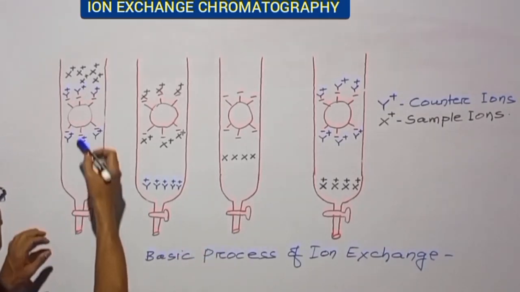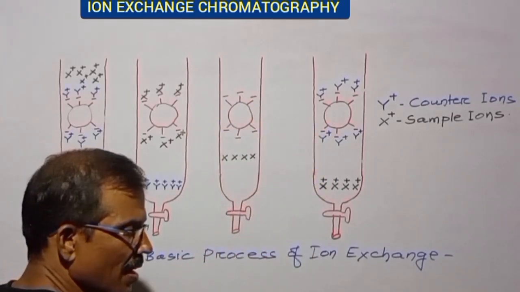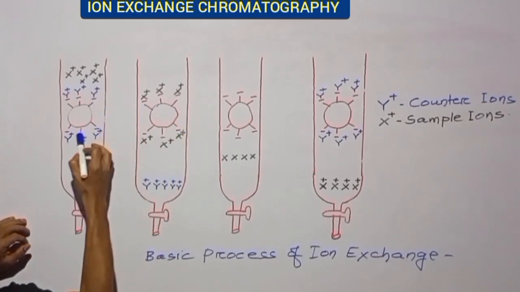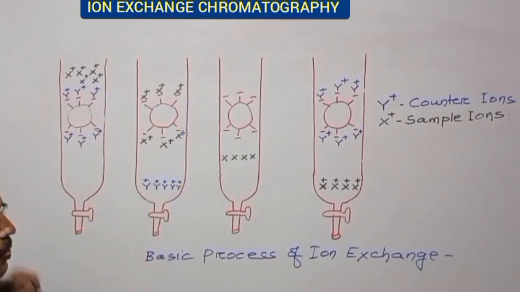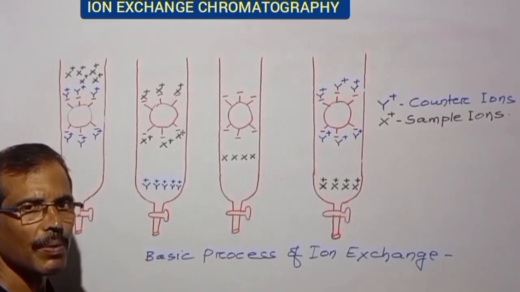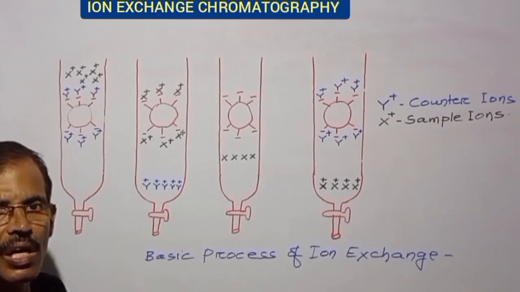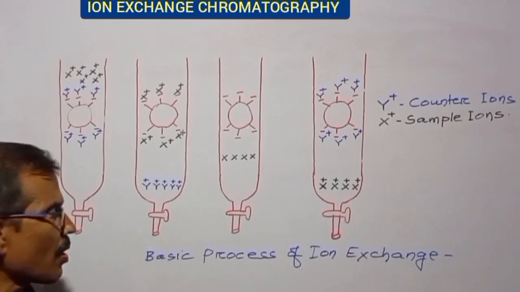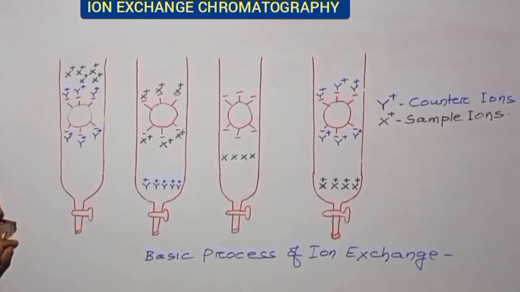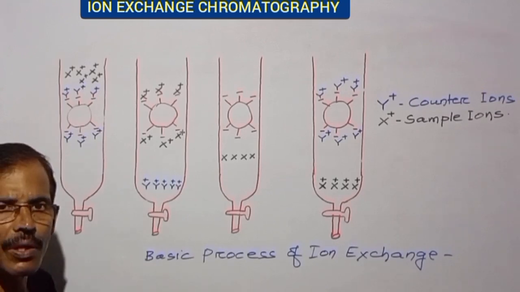In this figure, we have shown only a single bead of ion exchanger for easy understanding. The ion exchanger resins are covalently bound to negatively charged functional groups. Hence, these are the cation exchangers. Such type of exchanger will be useful in the separation of positively charged compounds from a sample mixture. In this example, Y+ ions that are bound electrostatically to the negatively charged functional groups are the counter ions.